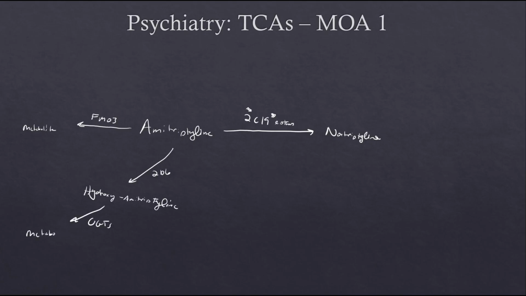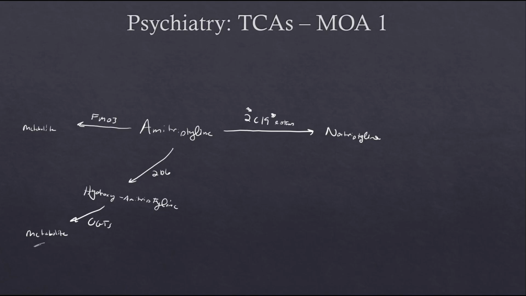On the amitriptyline side, we have two routes of metabolism. One is to a metabolite that's prepared for excretion or removal from the body through enzymes called FMO3s. The second pathway is by 2D6 into the hydroxy form of amitriptyline, which essentially is kind of an intermediate step, which then is metabolized by UGTs into the metabolite that ends up being excreted from the body.